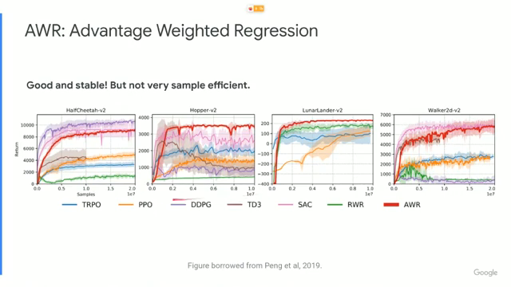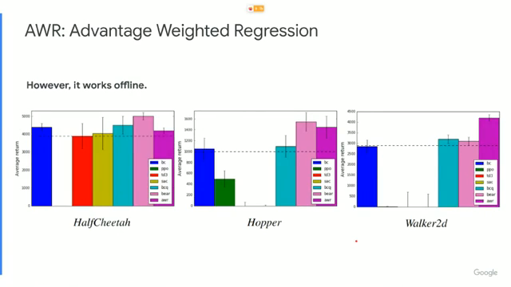Please notice the x-axis on those plots. It's in the order of millions of interactions, which is quite high. But AWR is competitive in the offline RL setting. It performs on par to the BCQ and BER algorithms, which were designed specifically for offline RL, while algorithms such as TD3 and SAC just fail in this setting.